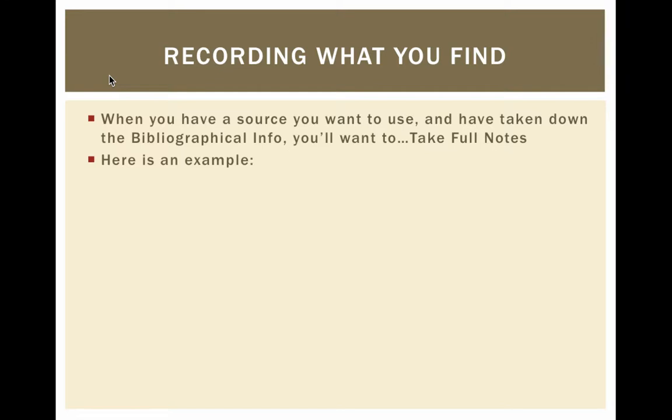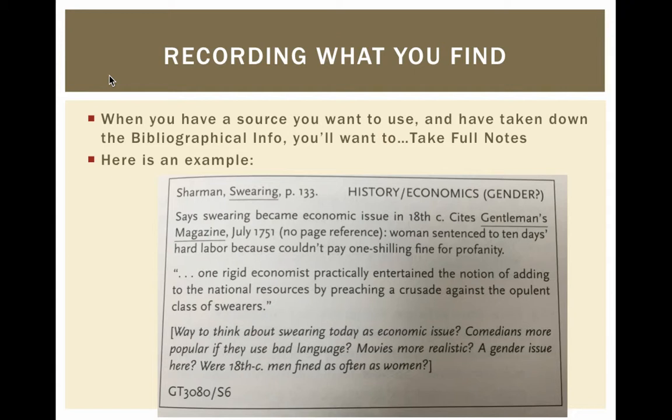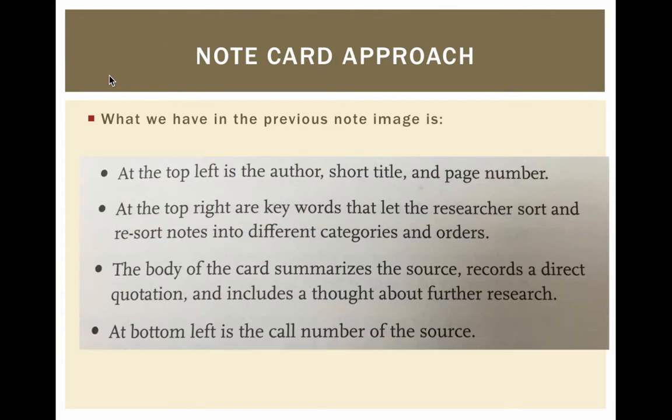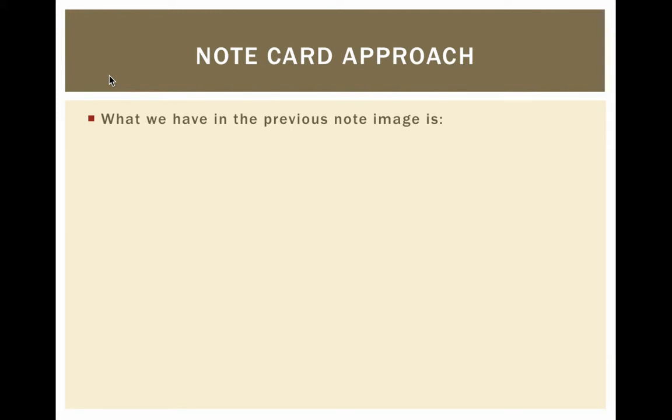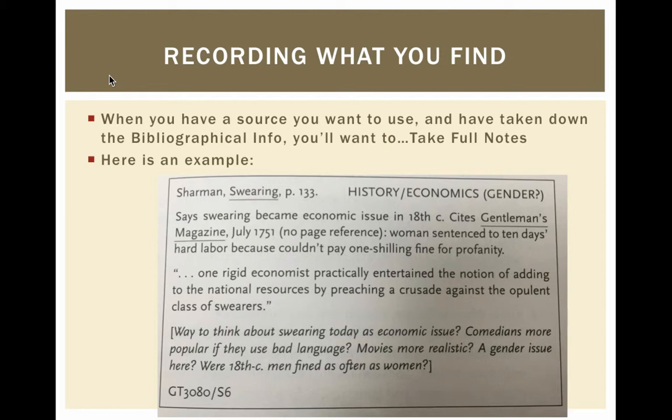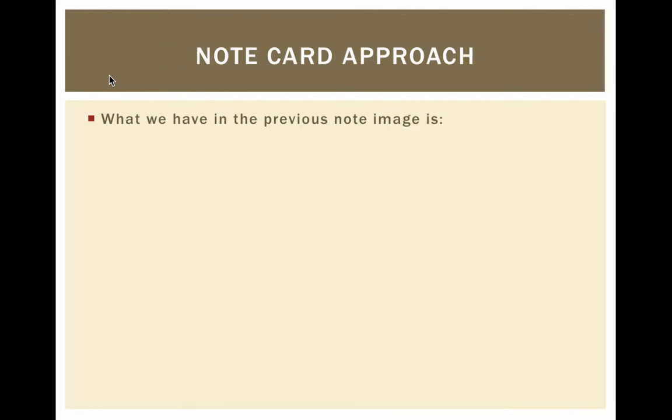Now, when it comes back to that whole idea of taking notes, the book has this example, and this is basically a note card. You'll see here that what they've done is they've recorded information in this example. All right, so take a moment to glance at it. Now, to break this down, in the top left is the author, a short title, and a page number. So if I go back here: author, title, page number.